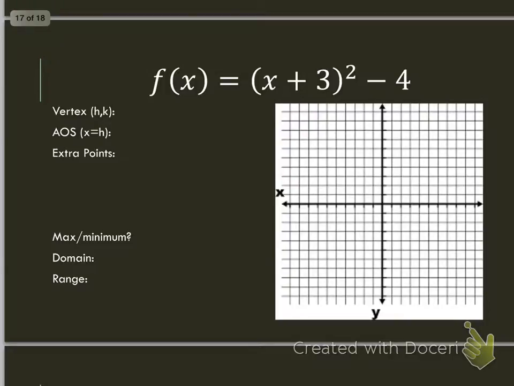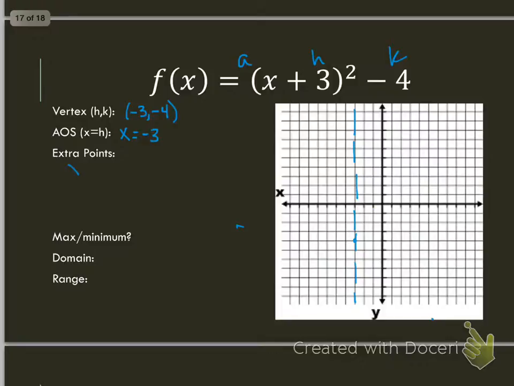Okay, our next one, we got A, H. So my H is -3 this time, and my K is -4. So x is equal to my H value, so -3. So if I graph that, I go left 3, down 4, left 3, down 1, 2, 3, 4, and I do my AOS on that.